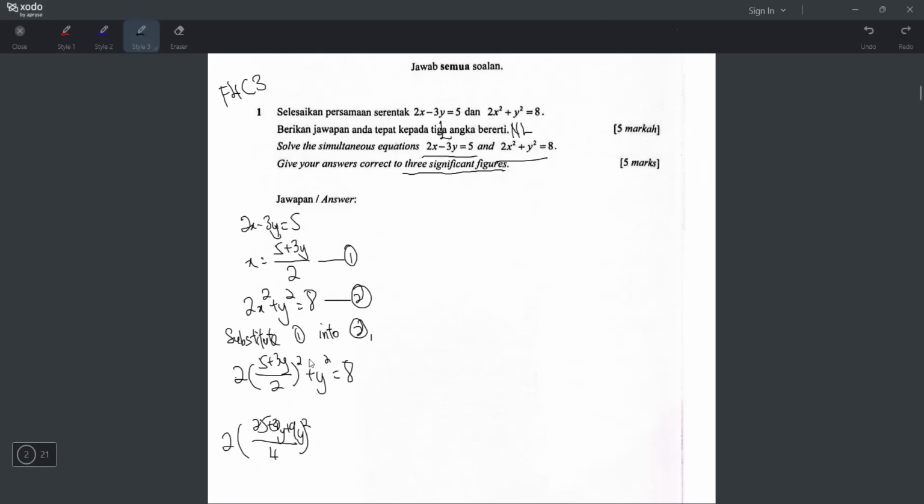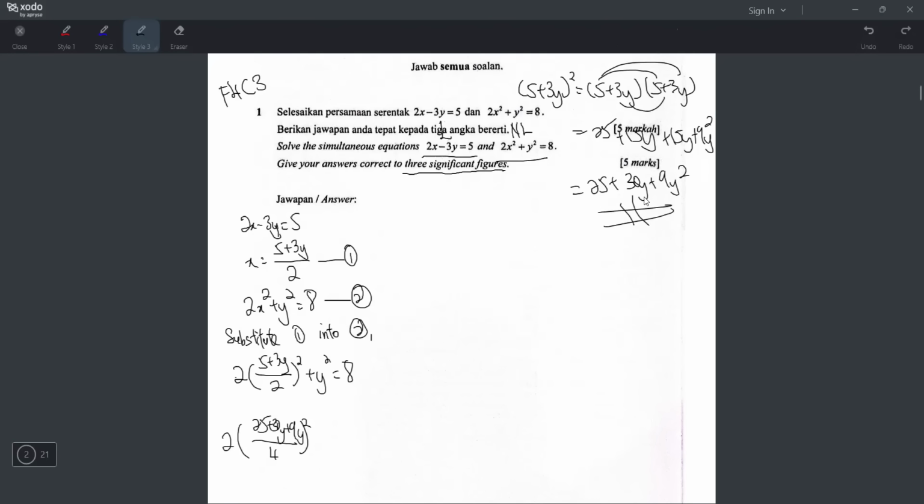Because 5 plus 3y kuasa 2, dia sebenarnya dia punya maksud adalah macam ni. 5 plus 3y square, what it means is 5 plus 3y times 5 plus 3y. That's why you will get 5 times 5, 25. 5 times 3y, 15y. 3y times 5 plus 15y. 3y times 3y, 9y square. So you end up with 25 plus 30y plus 9y square. This is the correct way to do it. That is why here I write 25 plus 30y plus 9y square.